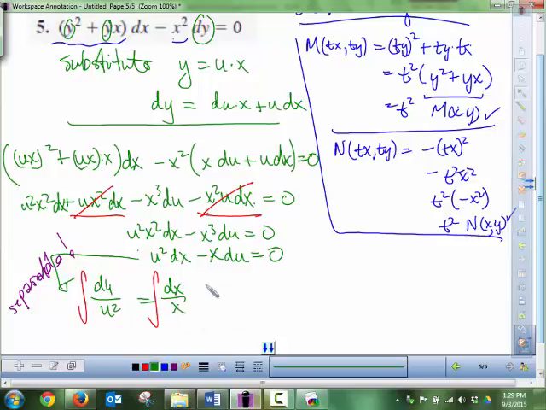So let's integrate. What's the antiderivative of this? u to the negative 1 over negative 1. And the antiderivative of 1 over x? ln x. Okay, so let's throw the plus c in there because it's still arbitrary.